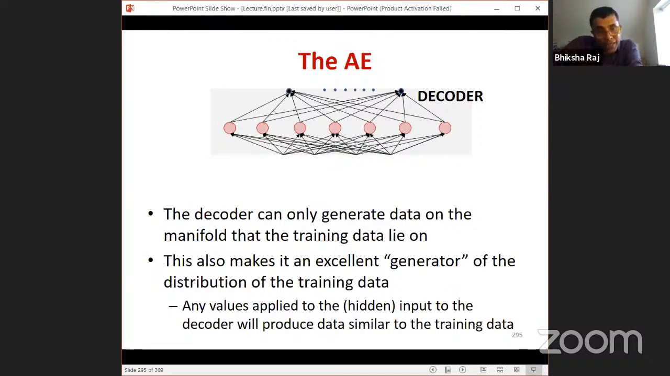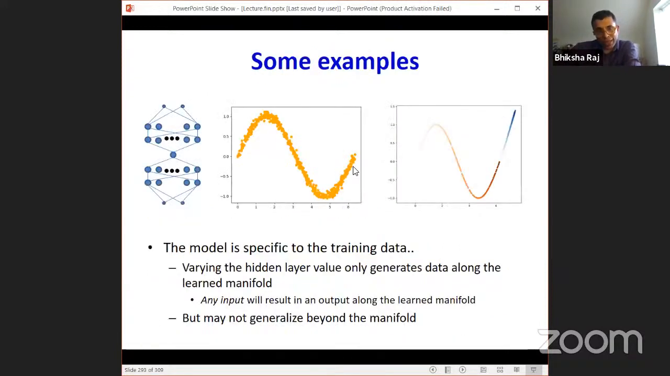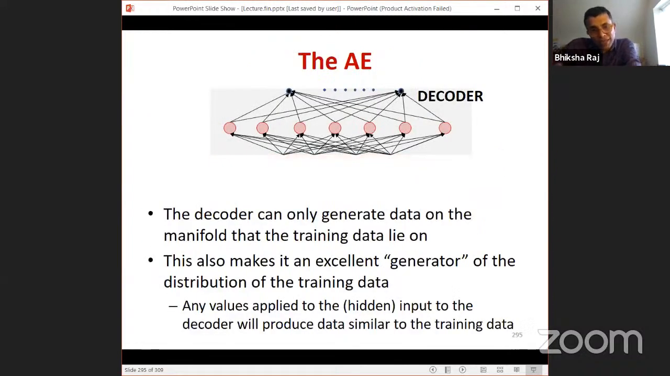Now, here's the nice bit. The decoder of this autoencoder can only generate data on the manifold that the training data lie on. So here, for example, within this range, the decoder can only generate sinusoids. There's nothing you can input to the decoder that's going to make it produce a point higher than this, or lower than this, or something that's not on the sinusoid. This also makes it an excellent generator of the distribution of the training data. Any value that I input to the decoder is going to produce something on the training data manifold, which will be similar to the training data.